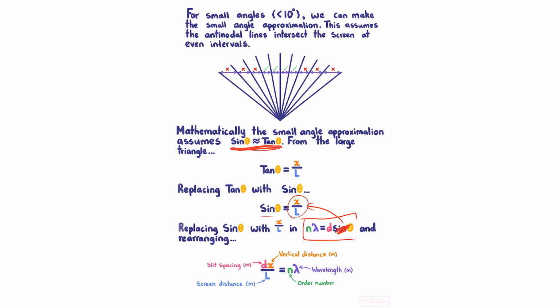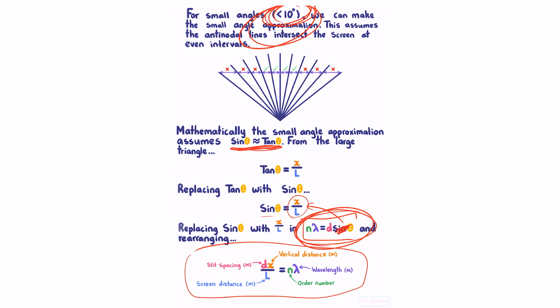Now, just to recap, this is a handy equation because it's a little bit simpler than our n lambda equals d sine theta. However, it can only be used if the angles are less than 10 degrees. A common trap in the exam is to present a situation where this is not the case and penalize students for using this equation instead of this equation.